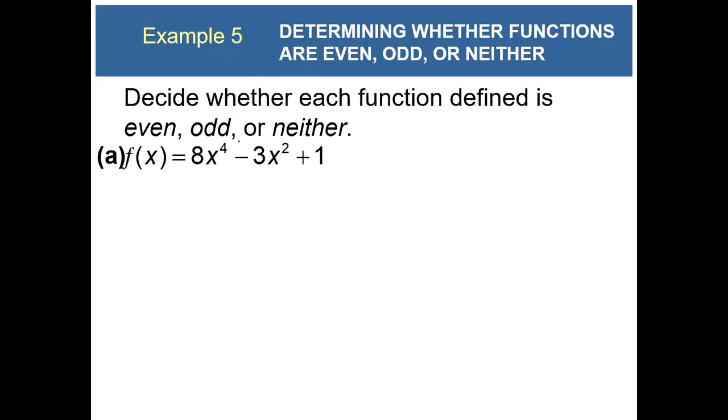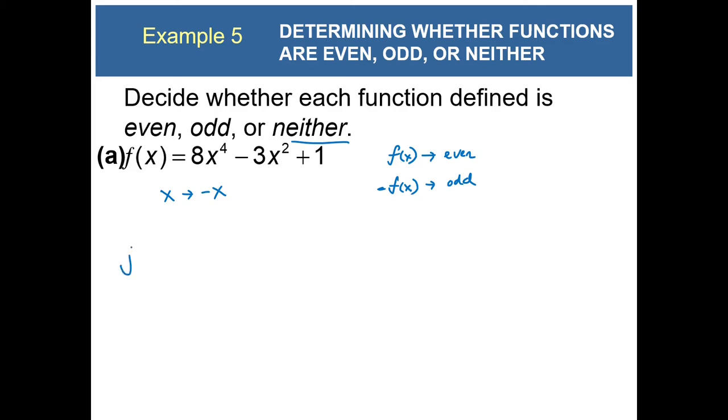Example 5. Let's decide whether each function defined is even, odd, or neither. Let's consider f of x equals 8x to the fourth minus 3x squared plus 1. We're going to start by replacing x with negative x. If we get f of x back, that implies it's an even function. If we get negative f of x back, we're going to call it an odd function. And if it's none of these cases, then it will be the neither case.